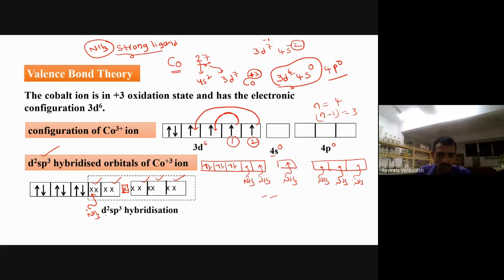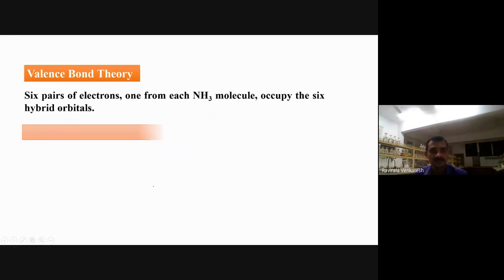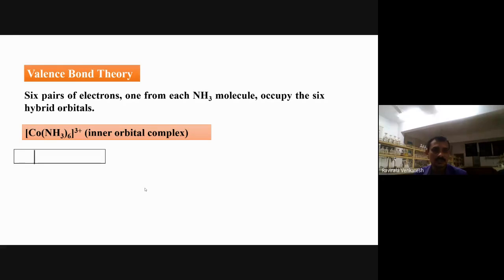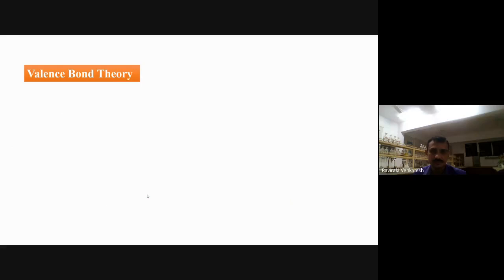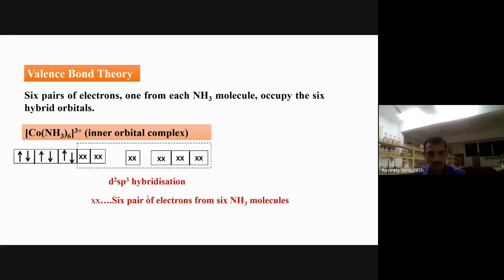So here what happened? Ammonias are giving like this. Here one more also you have to make. So this is called valence bond theory. Actually, 6 pairs of electrons, one from each ammonia molecule, occupy the 6 hybrid orbitals, isn't it? In this way it is donating, right? I think everyone understood this concept. If you have any doubts, you can speak out now. Do you have any doubts? No doubts? No, sir.